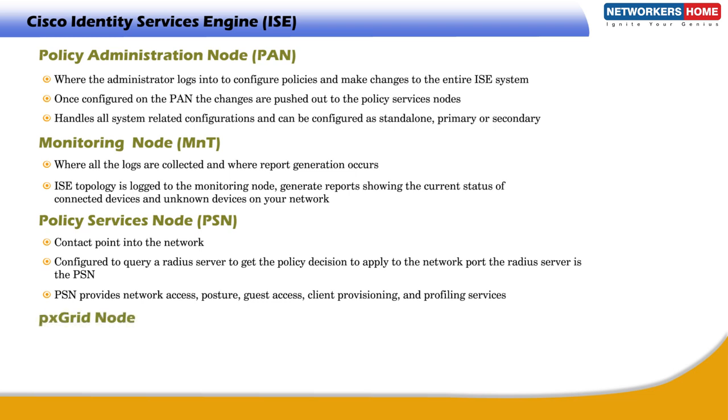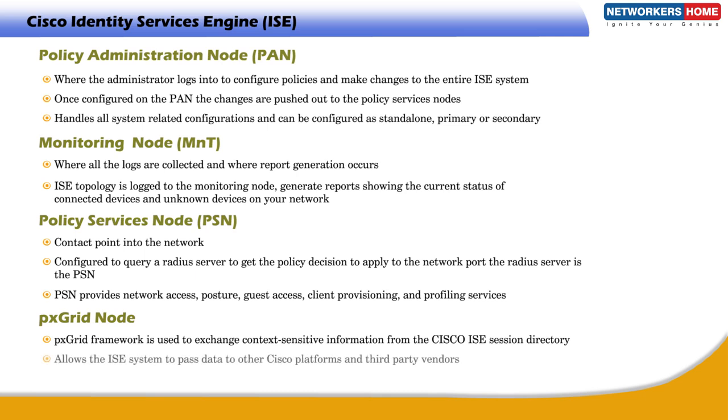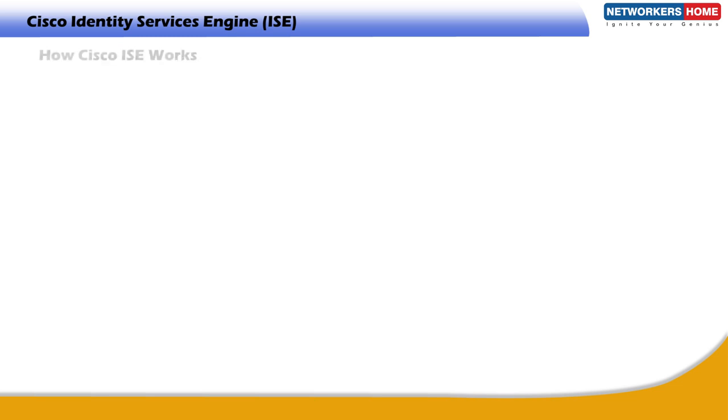pxGrid Node. The pxGrid framework is used to exchange context-sensitive information from the Cisco ISE session directory. It allows the ISE system to pass data to other Cisco platforms and third-party vendors. This information can then be used to invoke actions to quarantine users or block access in response to network security events.